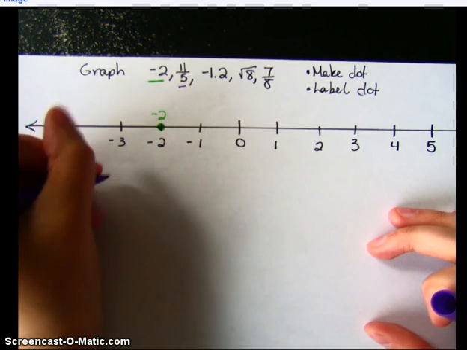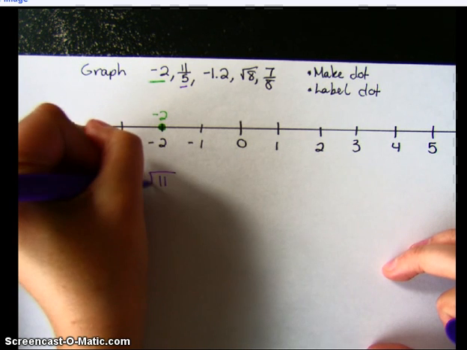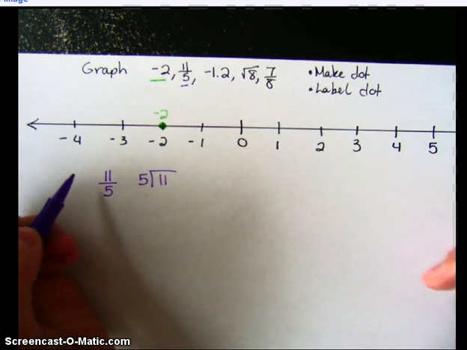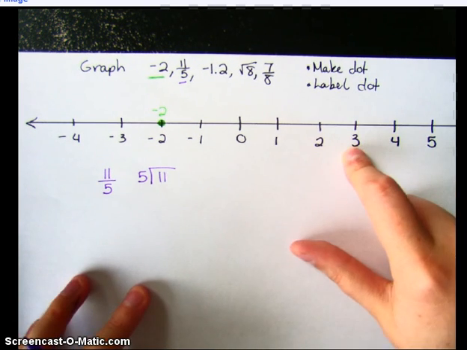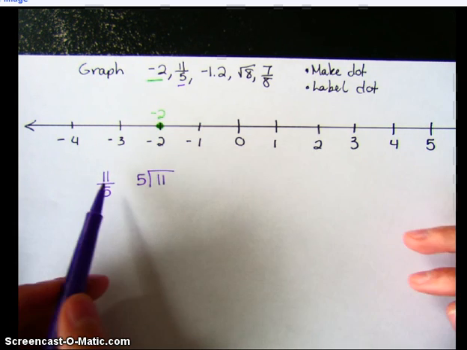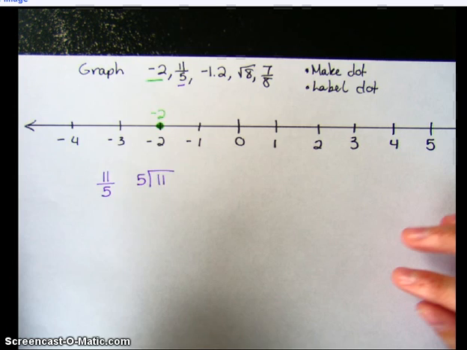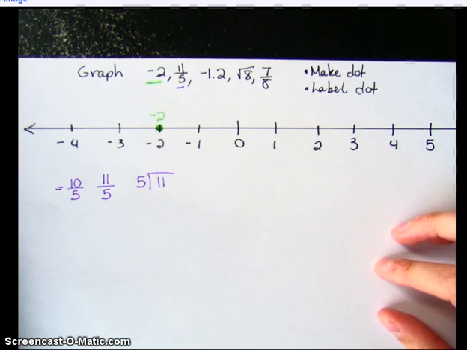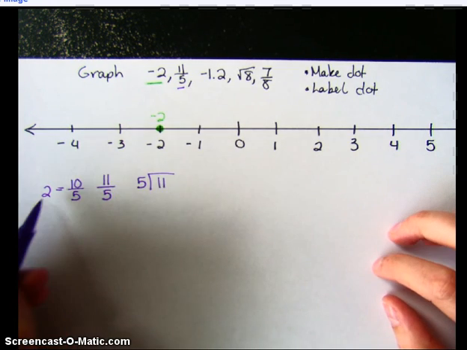So 11/5 is a fraction. We could turn it into a decimal by taking 11 and dividing it by 5, but there's an easier way to do it. We can compare it to fractions that turn into integers. We want a number close to 11 that 5 goes into evenly. What about 10? 10/5 is 2, because 10 divided by 5 is 2. So it's close to 2.